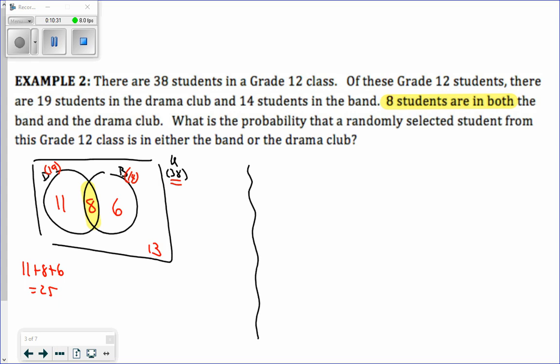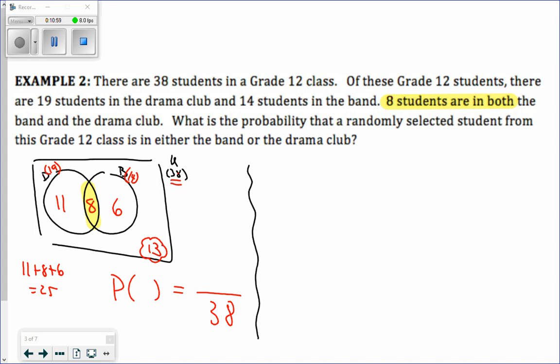On the set theory test, a lot of you forgot to do this. You always have to make sure that all those numbers add up to give you your universal before you even bother answering a question. Okay, so what's the probability? Because we're talking about probability, we know that the denominator has to be 38 because that's the total number. Now we actually read the question to see what the numerator has to be.